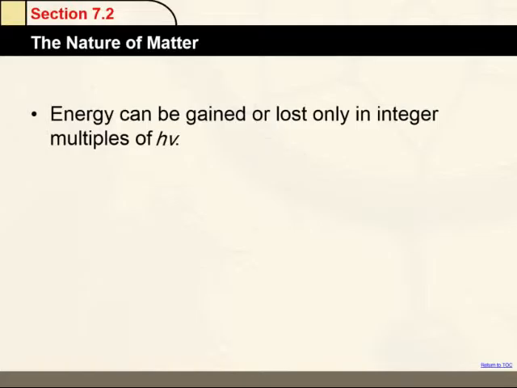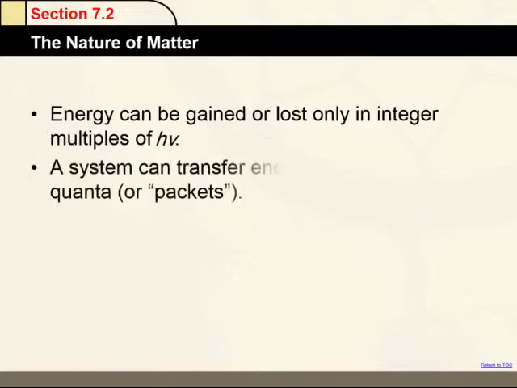Energy can be gained or lost in integer multiples of Planck's constant times frequency. A system can transfer energy only in whole quanta. Okay, whole units. You have to have at least one quantum in order to transfer that energy. Now we're talking about very, very small amounts of energy here, the smallest possible, individual photons. So this quantum is very, very small.